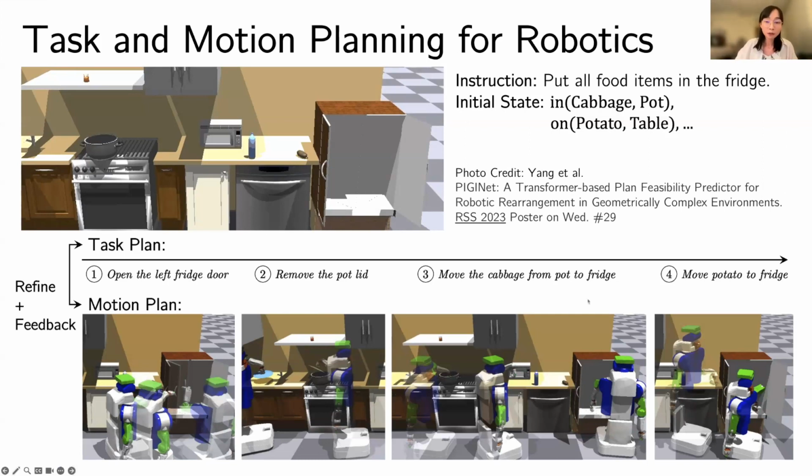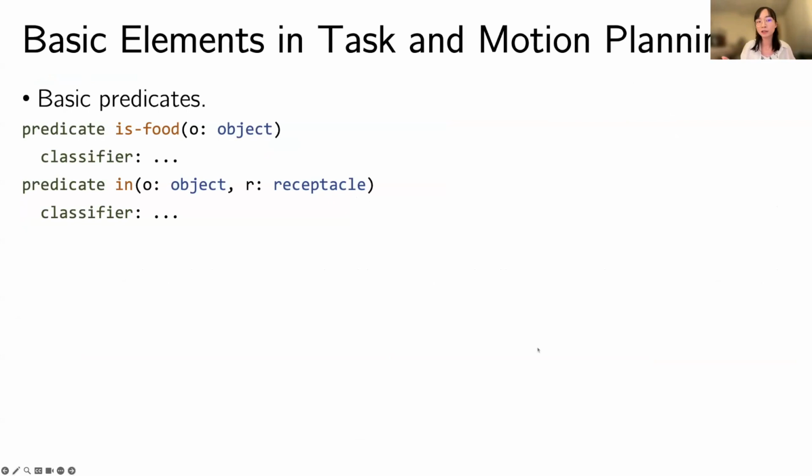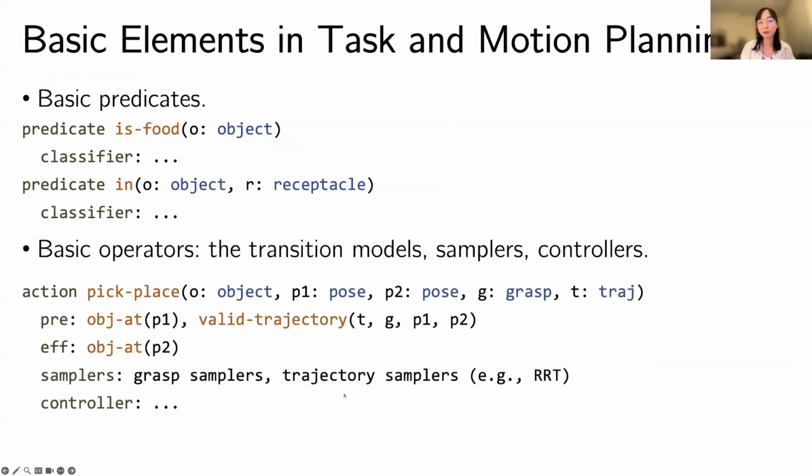So there are really two kinds of basic elements in the task and motion planning framework. First of all, we have predicates, such as is food or relationship predicates. For each predicate, there is a corresponding classifier associated with it, trying to infer it from visual perception data. Second, and more importantly, we want to have some basic operators that we know the robot can do. For each operator, it's important to understand the preconditions and the effects. Basically, these two parts correspond to the transition model of the operator.